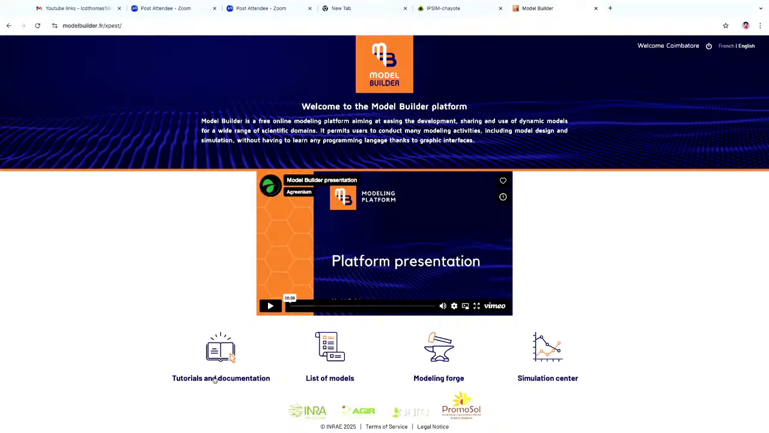I'll go quickly. There are 4 sections. One proposes tutorials and documentation. One is the list of models that the modelers decided to share with you. There is a modeling forge where you can enter some equations, and here there is a simulation center.